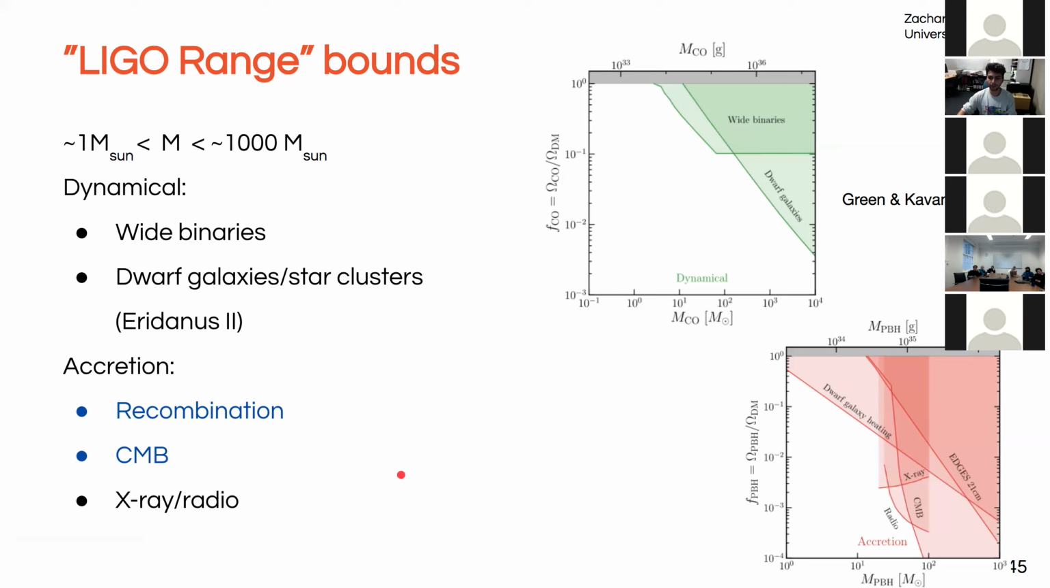And moving on, we have these accretion constraints, which is that gas and dust fall into the black holes and we should see radiation as a result of this. A number of these happen in the early universe or sort of near the early universe. So they'll mess up the recombination stuff we see with the EDGES 21 centimeter line. And they'll also change the sort of CMB anisotropy structure. Of course, if they're still around today, there's interstellar gas and dust. And so we might still be able to see them in X-ray and radio.